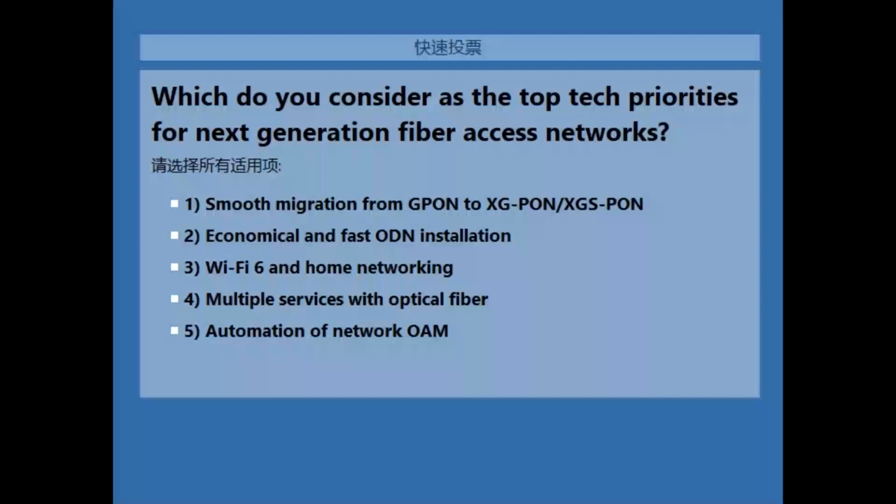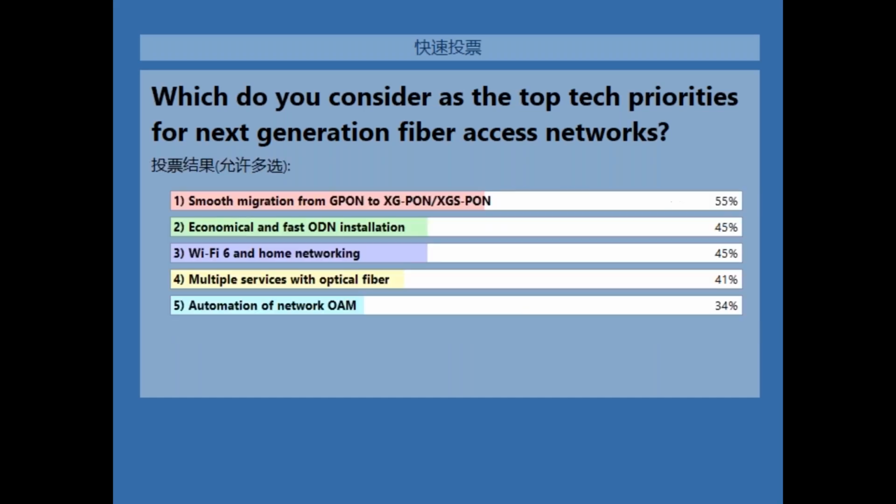Hello, everybody. The question is, which do you consider as the top tech priorities for next generation fiber access networks? First, smooth migration from GPON to XGPON and XGS-PON. The second is economic and fast installation. The third is Wi-Fi 6 and home networking. The fourth is multiple services with optical fiber. The last one is automation of network O&M. Let's have a look at the result. Xiong, could you please give any comments on this result?